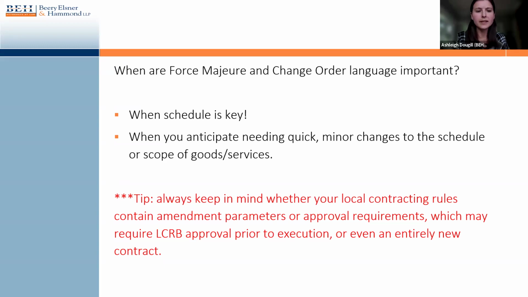It's also important to keep in mind that your local contracting rules may contain amendment parameters or approval requirements. So it's often easier administratively to execute a change order rather than a full amendment. And always refer to your local contract rules about when an amendment is or is not permitted.